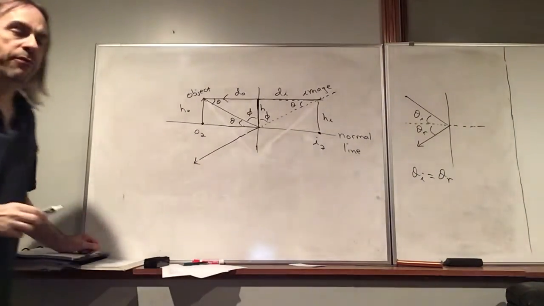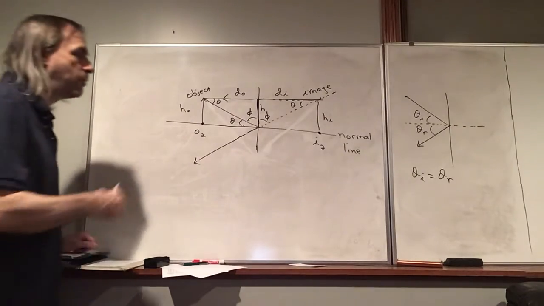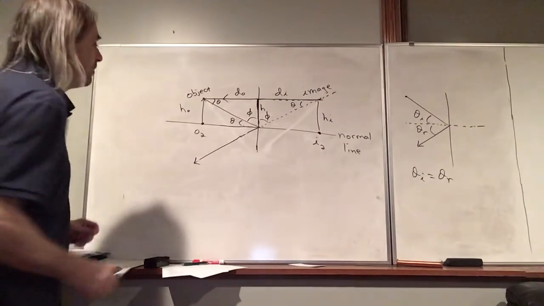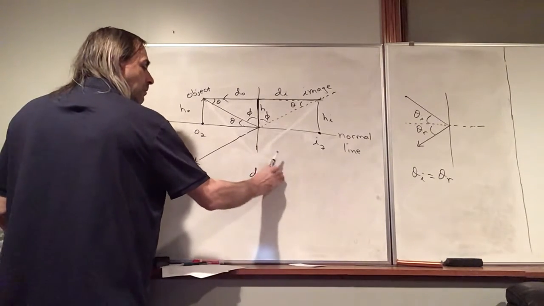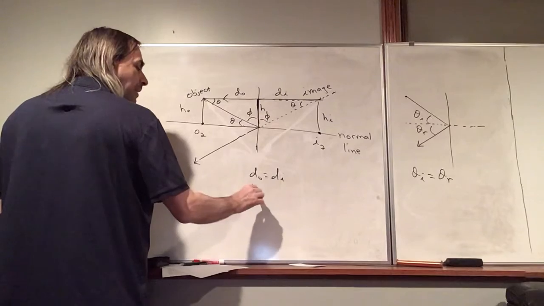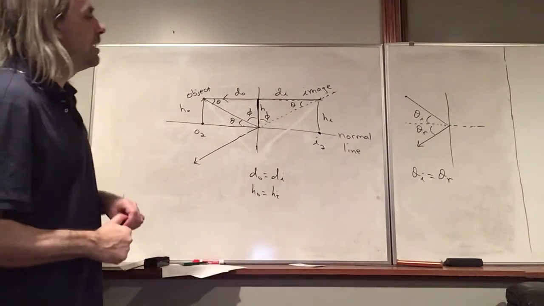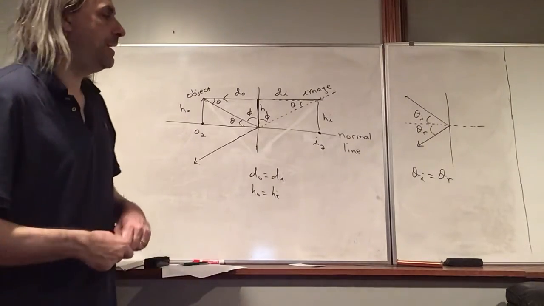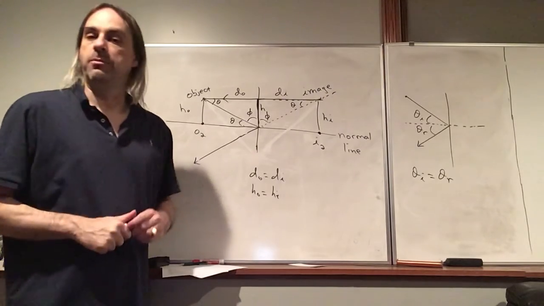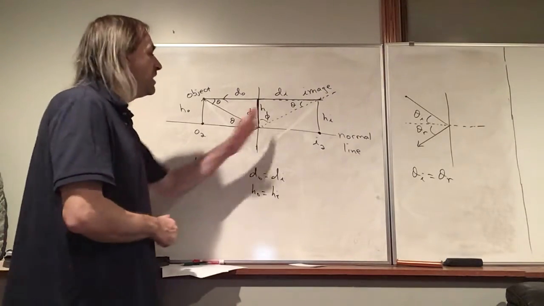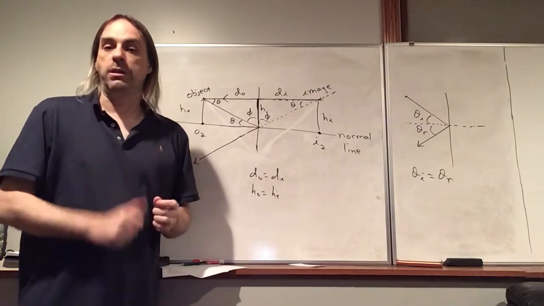So what we've learned from looking at these ray diagrams, just from the angle of incidence equals the angle of reflection, is that DO equals DI, and the height of the object is equal to the height of the image. What that means is plane mirrors don't distort images. If you have an object that's 1 meter tall, the image will also be 1 meter tall, and it'll be the same distance behind the mirror as the object is in front of the mirror.